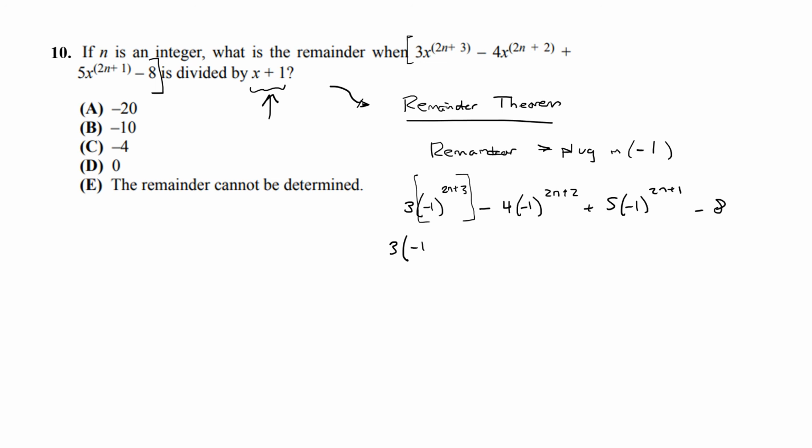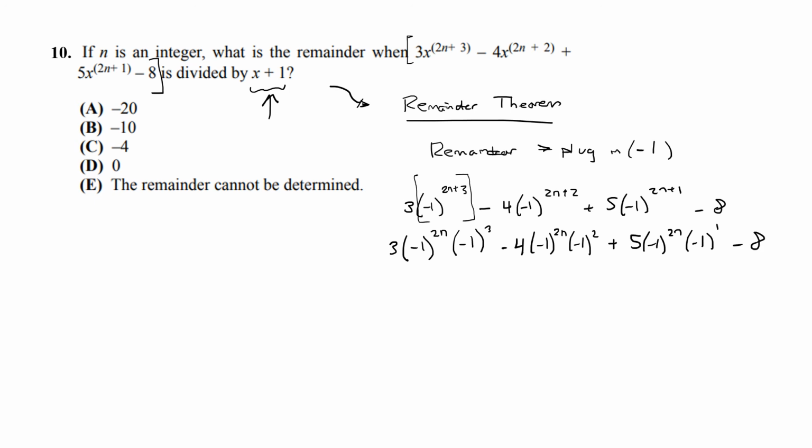We have -1 to the 2n times -1 to the third. Okay, I'm just breaking it up using exponential rules, right? So we could just do this. Minus 4 times -1 to the 2n times -1 to the second power, plus 5 times -1 to the 2n times -1 to the first power minus 8.